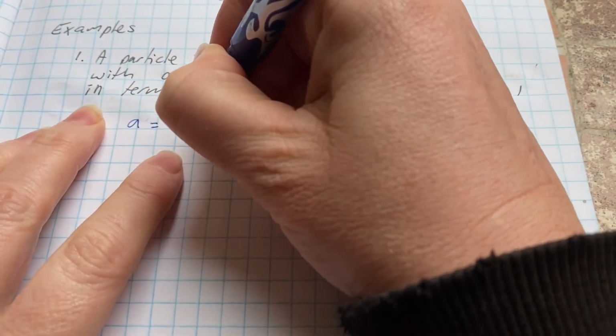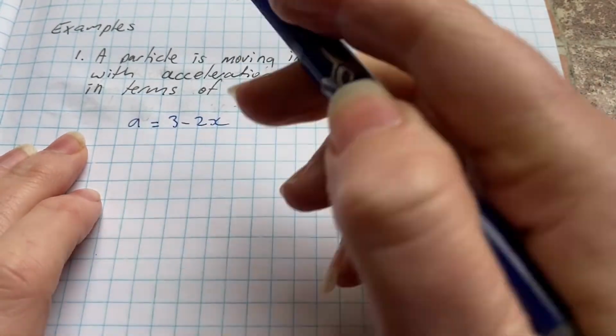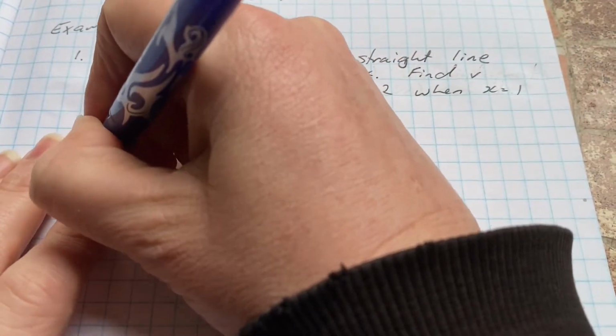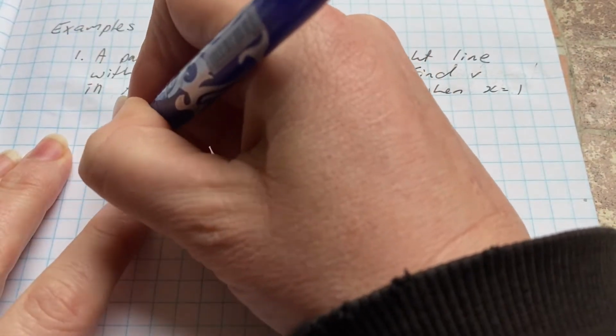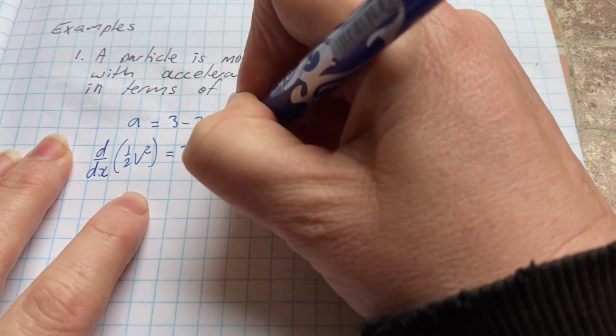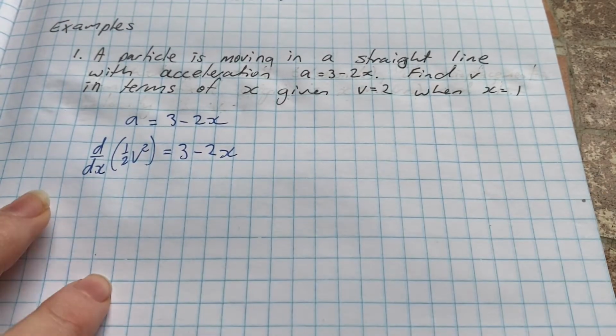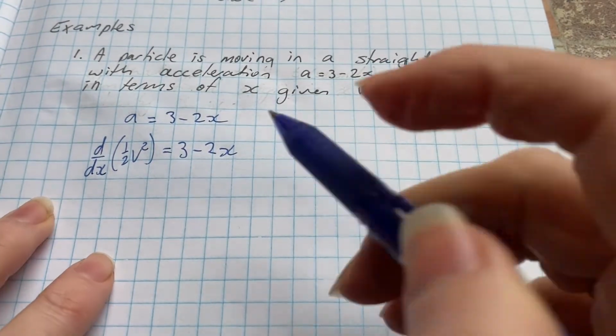So a equals 3 minus 2x is the equation we've been given. Instead of a, I can write the derivative with respect to x of half v squared is equal to 3 minus 2x. So I've just replaced my a with this formula from the reference sheet. Now I'm going to integrate each side.